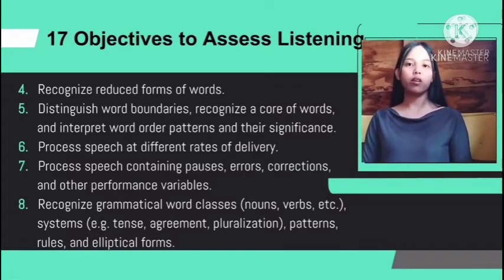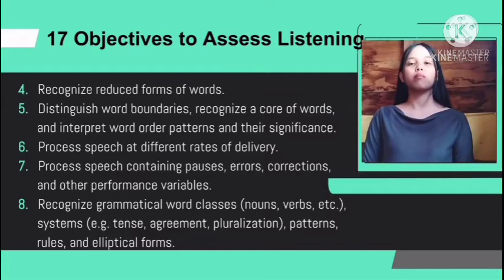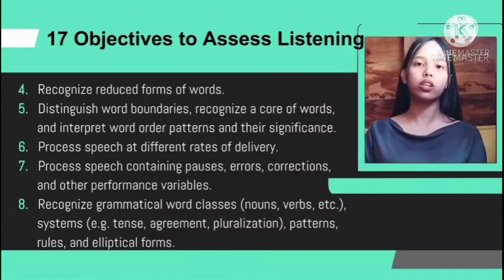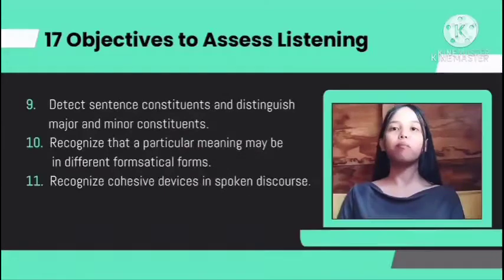And number 8, grammatical word classes. This is nouns, verbs, and so on, systems, tenses, agreement, pluralization, patterns, rules, and elliptical forms. Some of you may not be familiar with elliptical form. It pertains to sentences that are still understood even though some words are omitted. For example, "Kate has 3 apples, Jane 4." So it's still understandable.